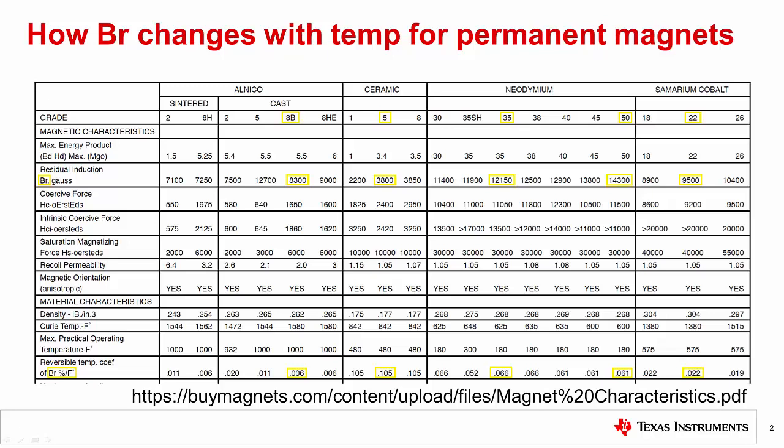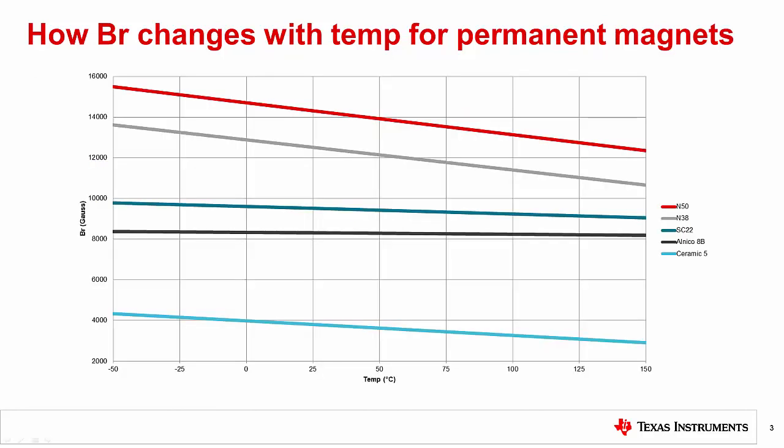This chart excerpt shows the remnants and reversible temperature coefficients for some common magnet types. The highlighted magnets are used as examples in this video. This plot shows the change in remnants for the magnets referenced on the previous slide over the temperature range of -50 degrees C to +150 degrees C. Note that in general, the remnants of a magnet decreases as temperature increases.